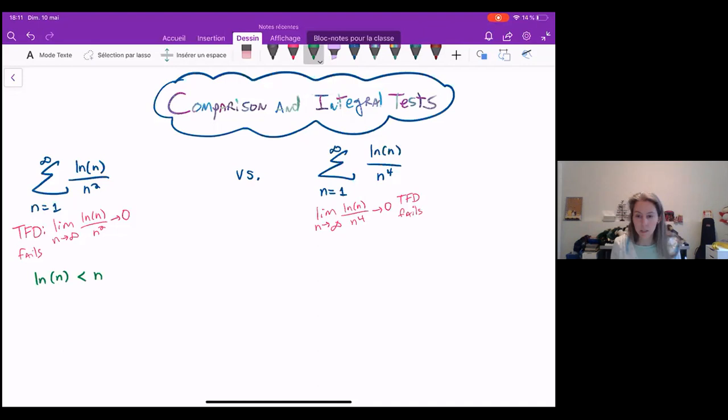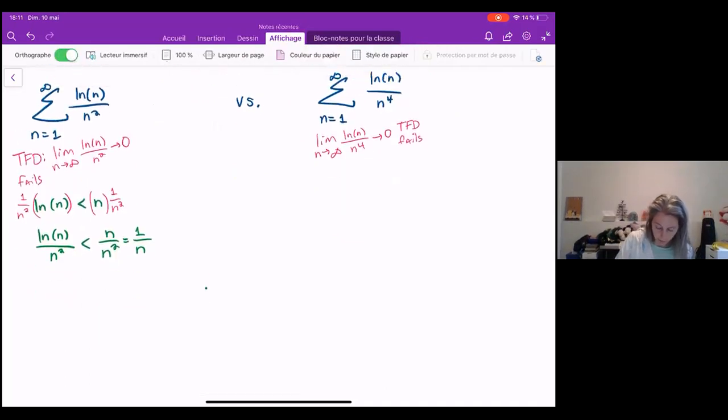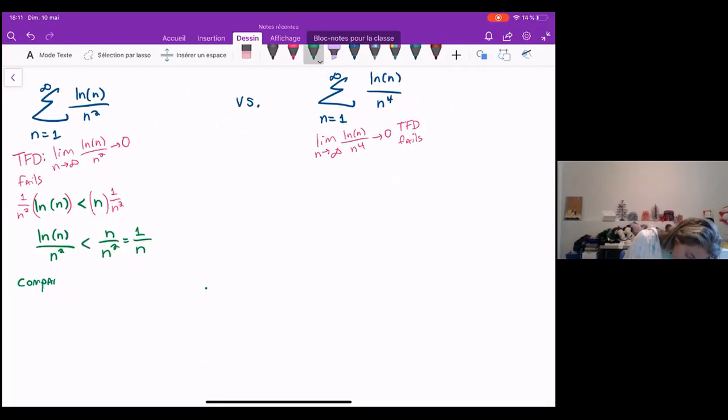When we're doing a comparison test, remember we use squeeze theorem ideas. We want to multiply or divide by whatever is necessary to get back to the thing that I started with. So here I'm going to multiply by 1 over n squared. Now 1 over n squared is always positive, so my sign isn't changing. So ln n over n squared is less than n over n squared, which is equal to 1 over n. If I were to compare this to something, it would make sense to compare it to the harmonic series, the sum of 1 over n.